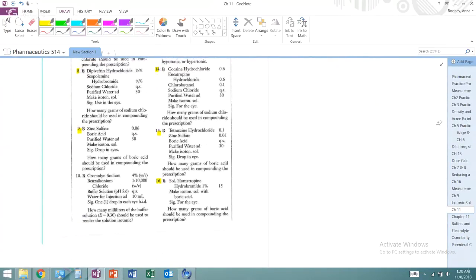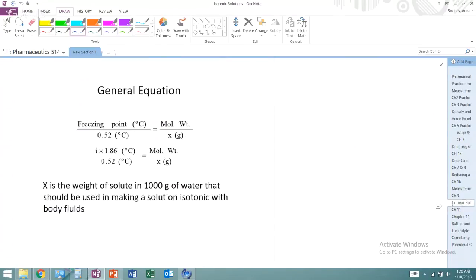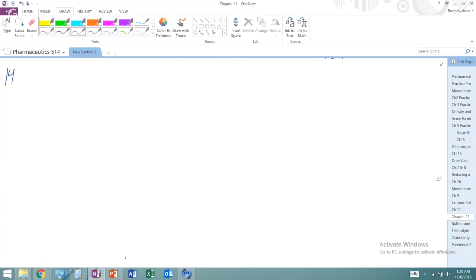Ooh, yay, we're going to make cocaine hydrochloride. So we're going to make some eye drops with cocaine at 0.6 grams, eucatropine hydrochloride, which is 6 grams, and chlorobutanol, which is 0.1, and sodium chloride, and water. And they want to know how many grams of sodium chloride.